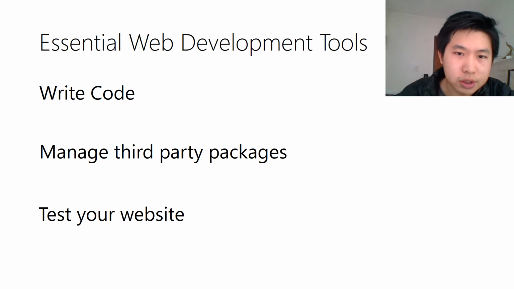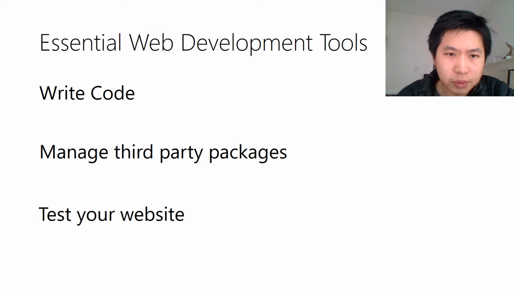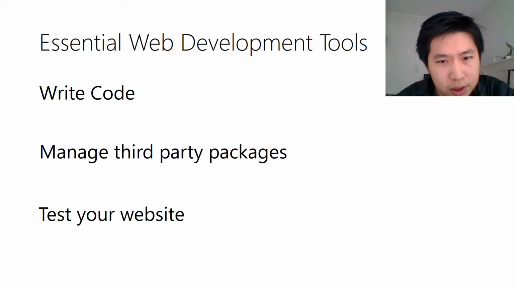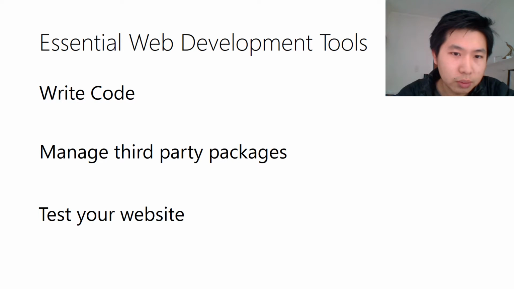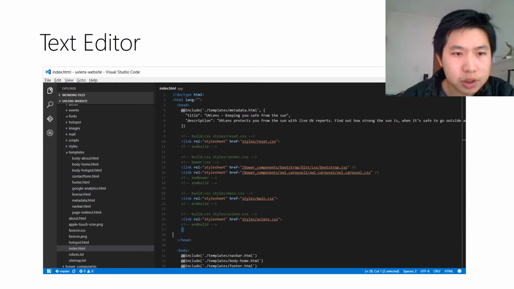So here are the core components of any dev kit, especially for web. First, you'll need something to write and edit your code, and for that you'll have a text editor. While you're writing your code, you're most likely going to use third-party libraries and development kits, which is why you'll need to use some sort of third-party package manager to integrate it into your own project. Finally, you'll need to test your website locally before you deploy it onto the web. So for that, you'll have some sort of browser and a local web server. So let's go through some of these core components.